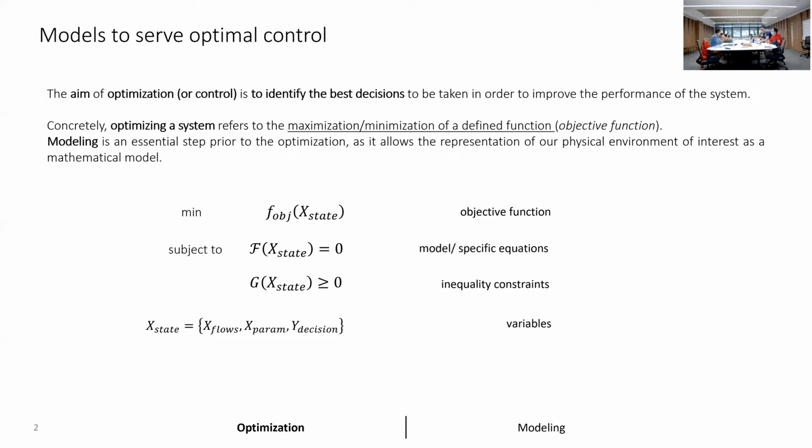What do you mean, like flows? Sorry? Flows. Flows, it's just an energy flow, for instance. An energy flow could be a variable. That's just an example. But mostly it's parameters and decision variables.